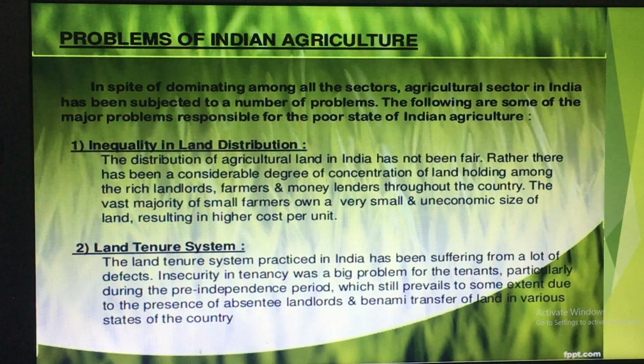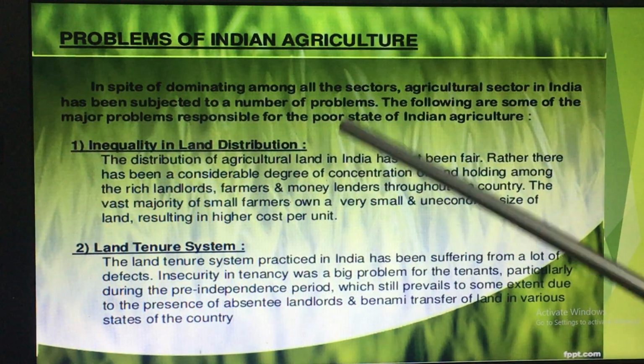Rather, there is considerable concentration of land holdings among rich landlords, farmers, and moneylenders. But the vast majority of small farmers own a very small and uneconomic size of holding, resulting in high cost per unit. Moreover, a huge number of landless cultivators cultivate land owned by the landlord, leading to lack of incentive on the part of these cultivators.